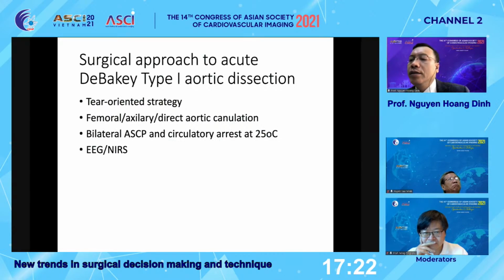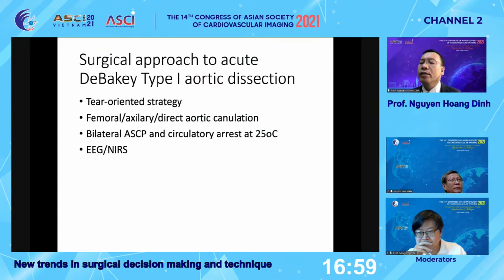So as you know, the surgical strategy of acute type A dissection is tear-oriented. The axillary artery is cannulated, the aorta clamped, the heart arrested, and the proximal anastomosis reconstructed. When core temperature reaches about 25 degrees Celsius, body circulation is arrested, and we do bilateral antegrade selective cerebral perfusion, and then the distal anastomosis is reconstructed.